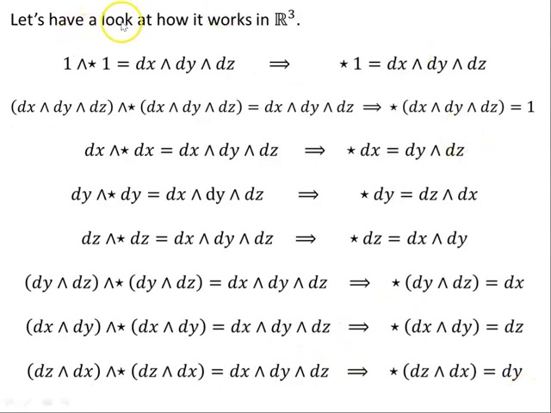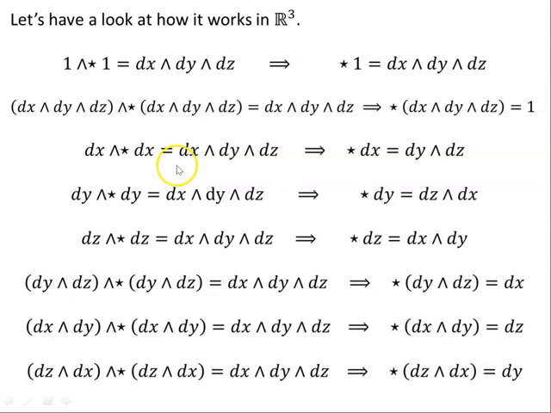And we'll just take it one more day. Let's have a look at how it works in R3. Okay, so 1 wedge star 1 is equal to the volume form in R3, dx wedge dy wedge dz. Well, that implies that Hodge star 1, or star 1, is dx wedge dy wedge dz. Okay, let's take the volume form itself and wedge it with its Hodge star dual. Set that equal to the volume form in that space, then clearly star of the volume form must be 1.